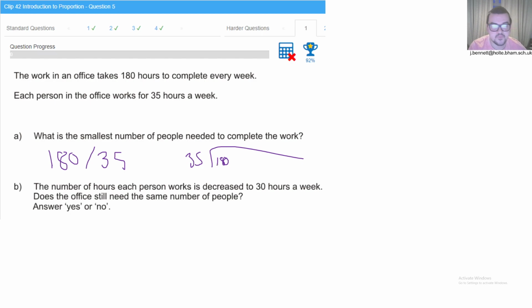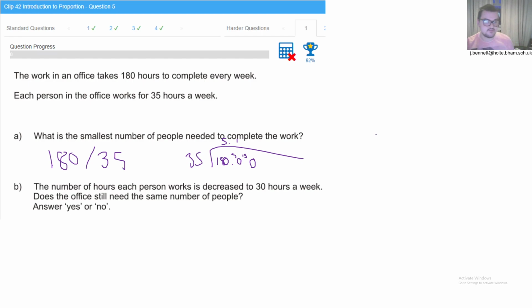So how many 35s go into 1? 0. How many 35s go into 18? 0. How many 35s go into 180? We count up 35, 70, 105, 140, 175. We have 5 with a remainder. We've got an amount left over. We have 5 left over. How many 35s go into 50? 1. Remainder 15. And then it goes on.